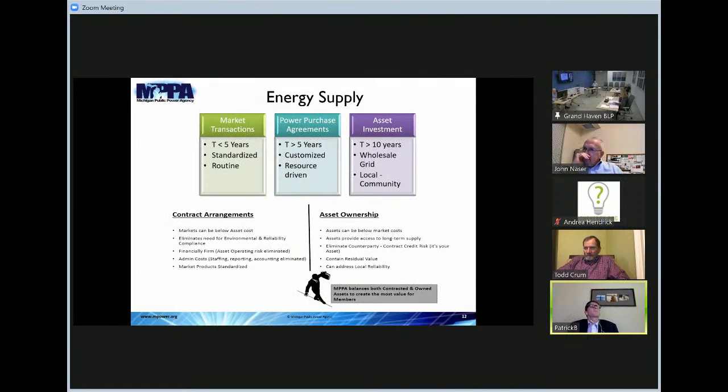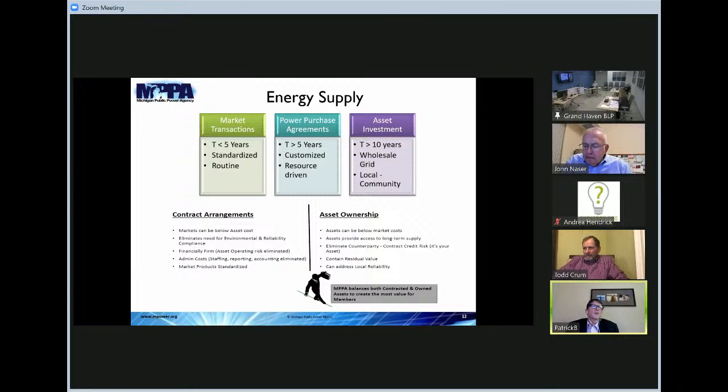Next slide. So the way I like to describe energy supply, it's really broken up into three buckets. There's market transactions, which are done inside of 5 years. These are pretty standardized and routine. The industry has really matured, and those agreements and the terminology that exists inside those are well understood by all market participants.